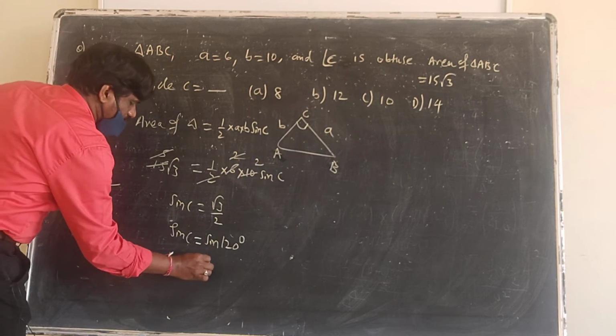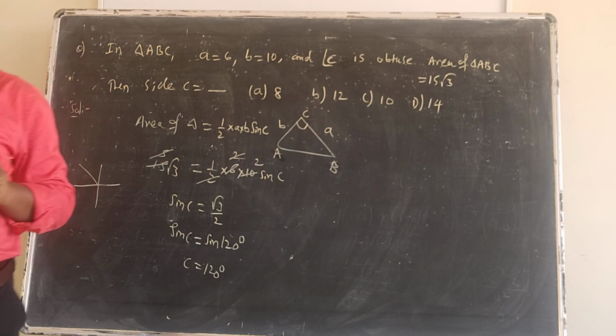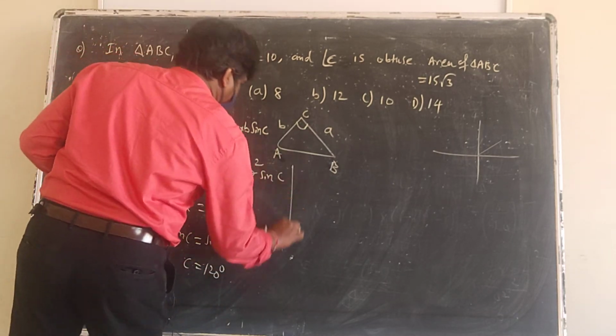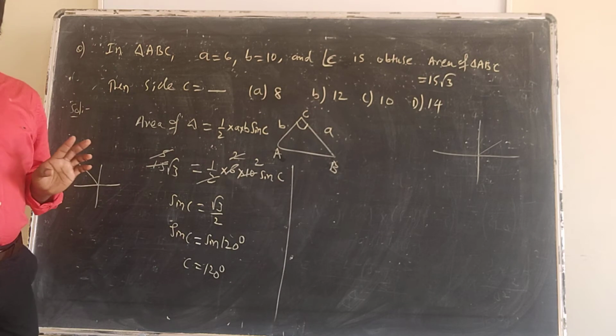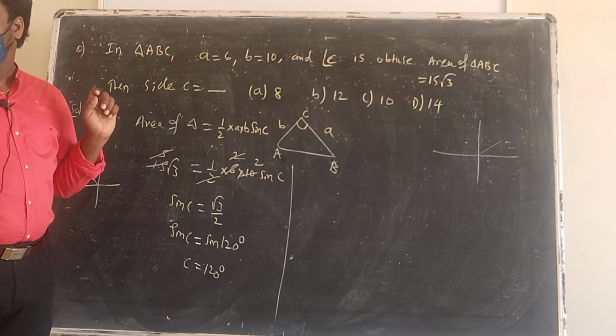So C is equal to how much? 120 degrees, correct? Sine 120, correct? See, sine of 90 plus 30 is cos 30, which you get as root 3 by 2. Right, sine 120 degrees, is it right? Now you got C as 120 degrees, an obtuse angle, so C is equal to 120 degrees, confirmed. So now you have to find the length of the side C.